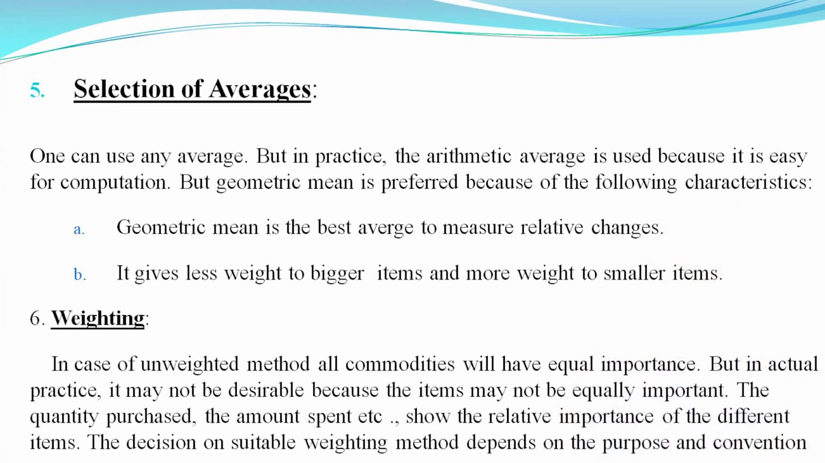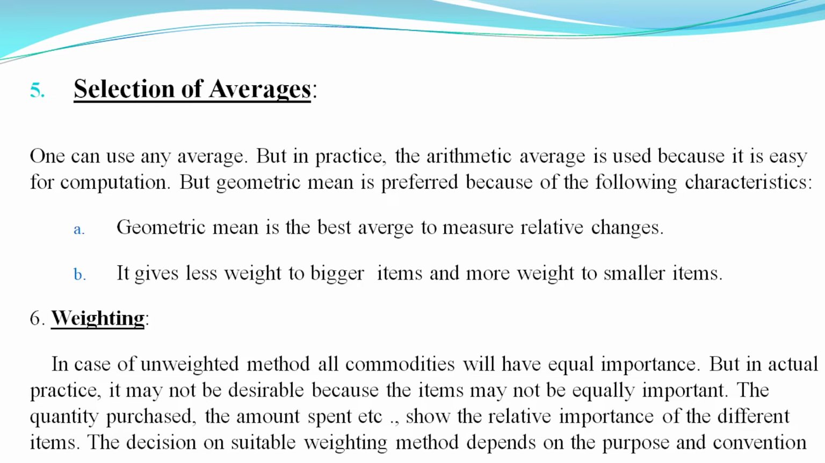Next, the selection of averages. We are using two types of averages. One is arithmetic mean, another one is geometric mean. Arithmetic mean is used for being easy to understand and easy to calculate. Geometric mean is the more preferable average for the following reasons. Number one, geometric mean is the best average to measure relative changes. Number two, it gives less weightage to bigger items and more weightage to smaller items. Number three, it is less affected by extreme values. These are the reasons that geometric mean is the more preferable average for calculating index numbers.